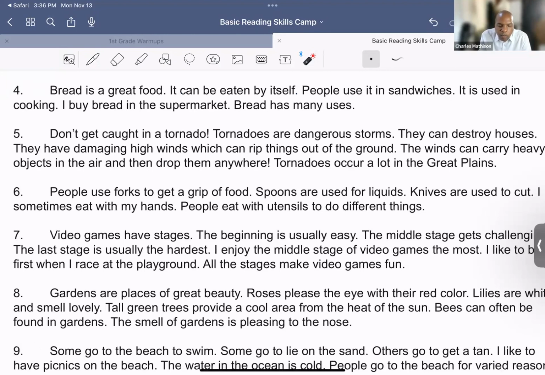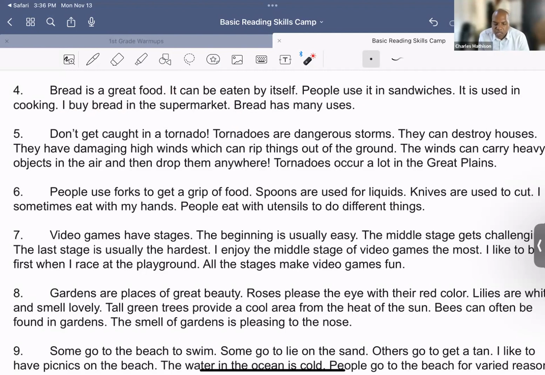It says, bread is a great food. It can be eaten by itself. People use it in sandwiches. It is used in cooking. I buy bread in the supermarket. Bread has many uses. Okay, so I buy bread in the supermarket. Bread is a great food. I still don't know. I need more information.